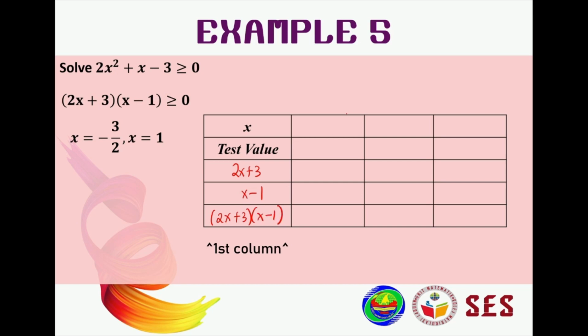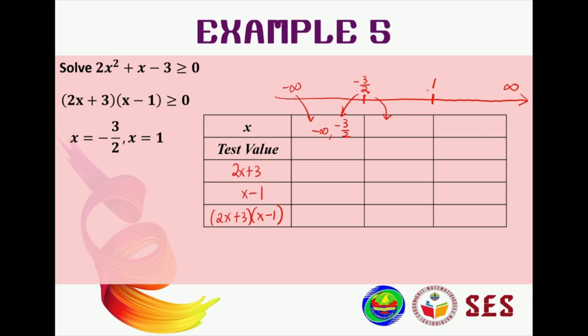Okay, and we're going to list down the interval as well. We know the interval is moving from negative infinity until positive infinity. So what is the number here? Who comes first? Obviously, it is negative 3 over 2, and next is 1. So we're going to put negative infinity and negative 3 over 2 here. Also, here, negative 3 over 2 and 1. Also, in this row, 1 and infinity.